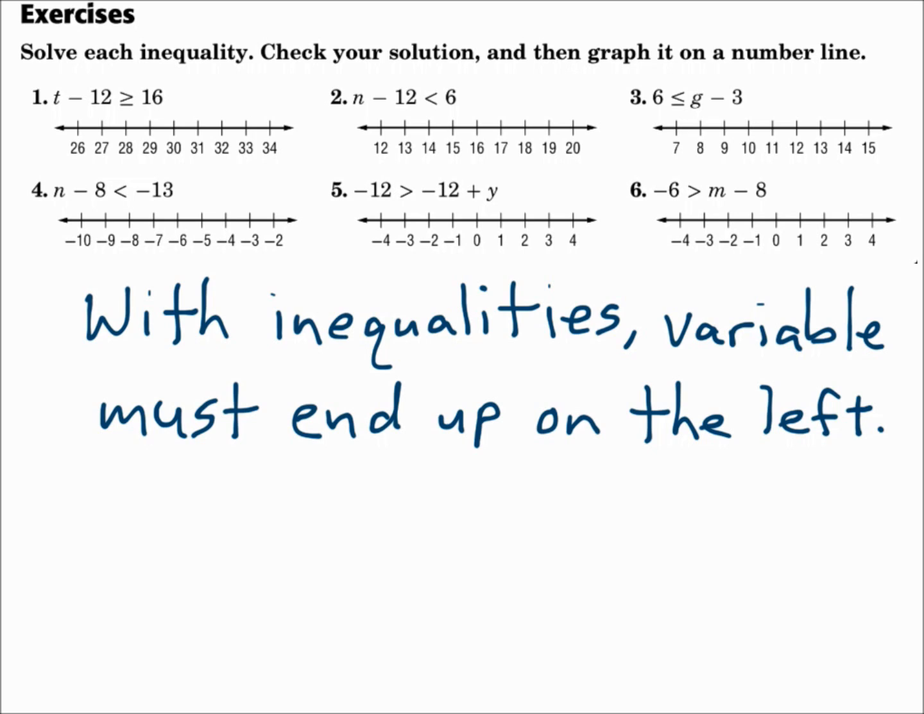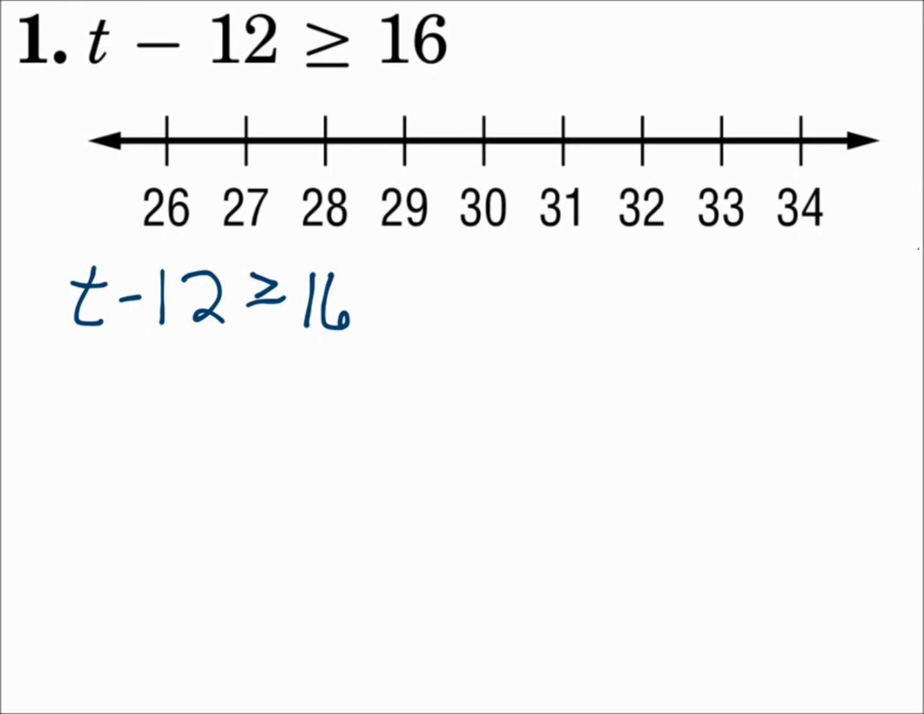Solve each inequality, and then we'll graph it on the number line. Remember, with inequalities, the variable must end up on the left. Number 1. T minus 12 is greater than or equal to 16. Well, first let's solve for t. So we'll add 12 to each side. The 12s cancel on the left, and you get t is greater than or equal to 28.